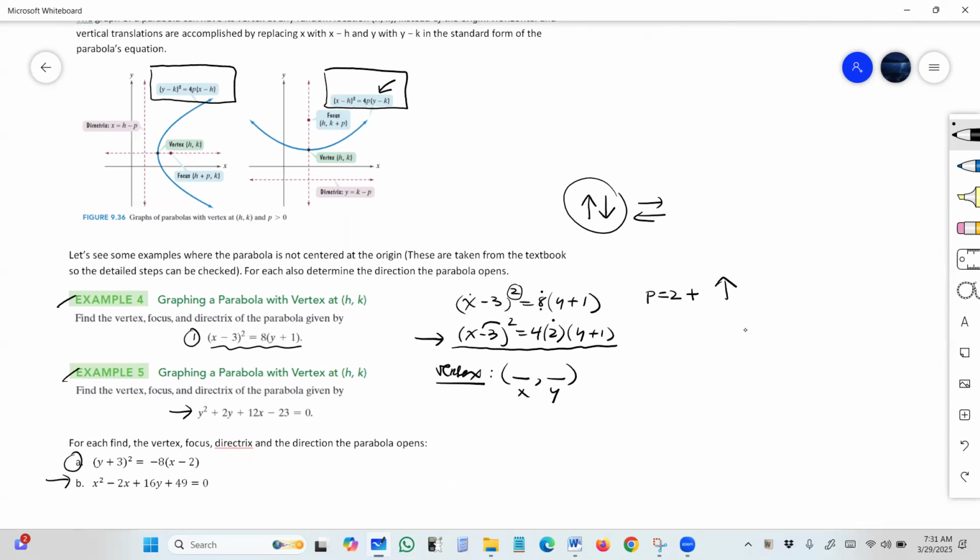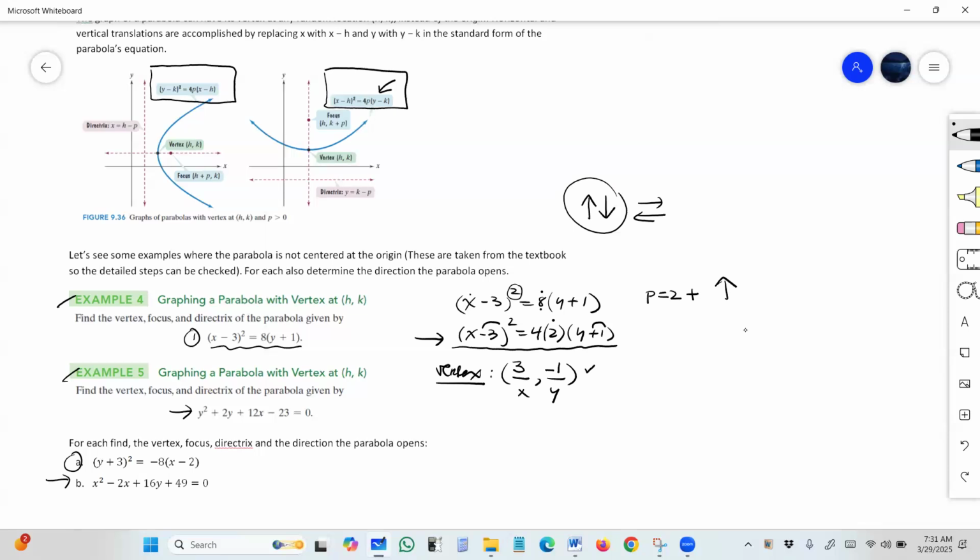The x value is this value with the opposite sign. So -3, +3. The y value is the opposite sign of this number. +1, -1. And we do this to get us back to the origin, right? So that's why it's the opposite. It's a shift up or down, right or left. So the vertex is at, I'm sorry, 3, -1.